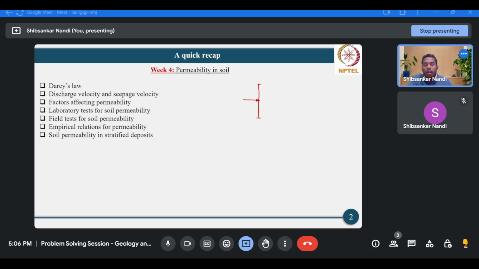Okay, but really speaking, the flow is taking place through the interconnected voids only. That's why the actual velocity, that is termed as seepage velocity, will be higher as compared to the discharge velocity. So this is the basic difference between seepage and discharge velocity, and you must be careful about the type of velocity which you are dealing with in solving the numerical problems.